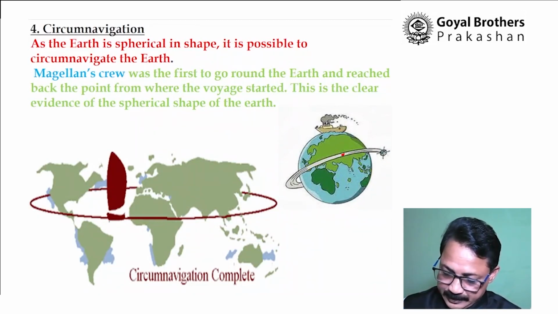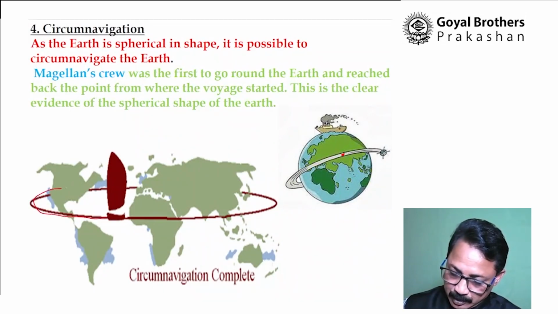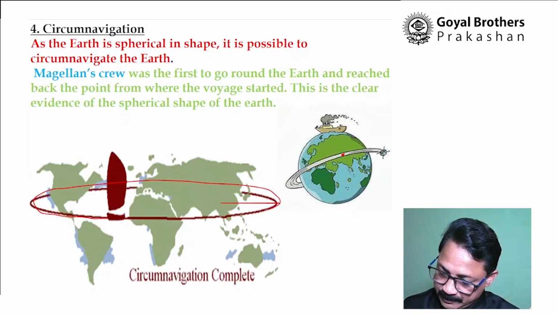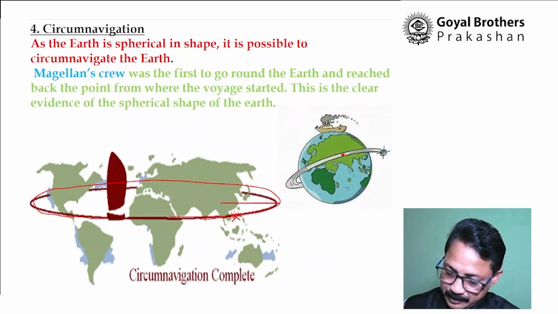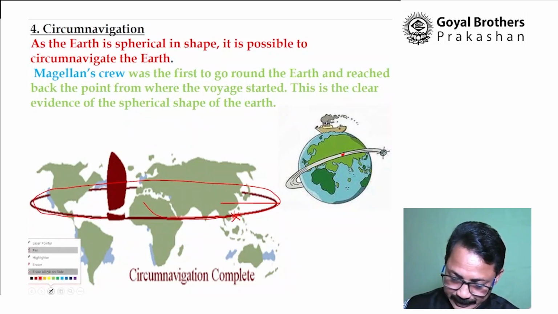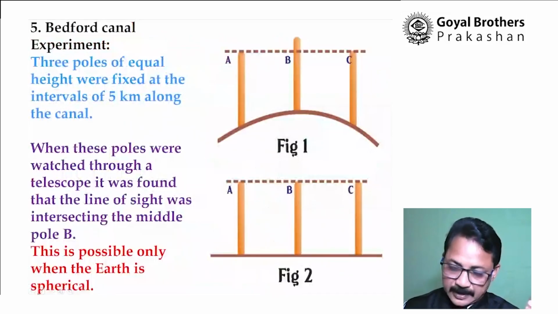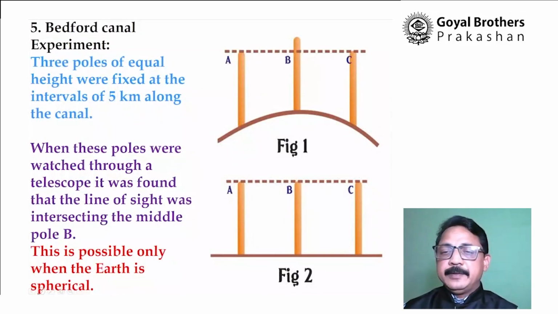Okay, so that means if he begins his journey this way, all around the earth, and when he reached almost, let us say, this part, then he died on the way, because of the war, but his crew members then later on completed the journey. Okay, now next, another very interesting experiment was carried out at a place called Bedford Canal Experiment.